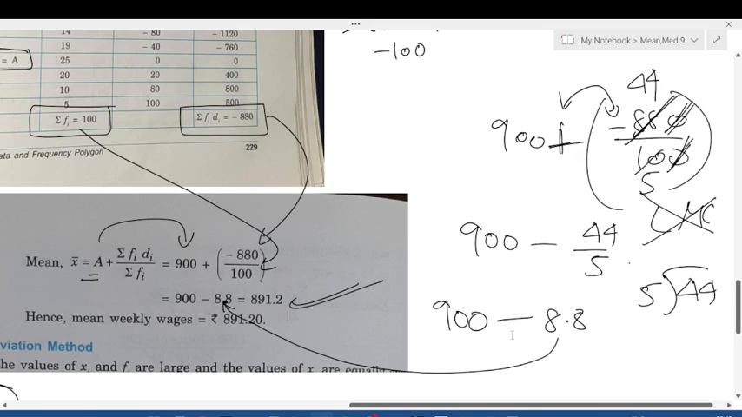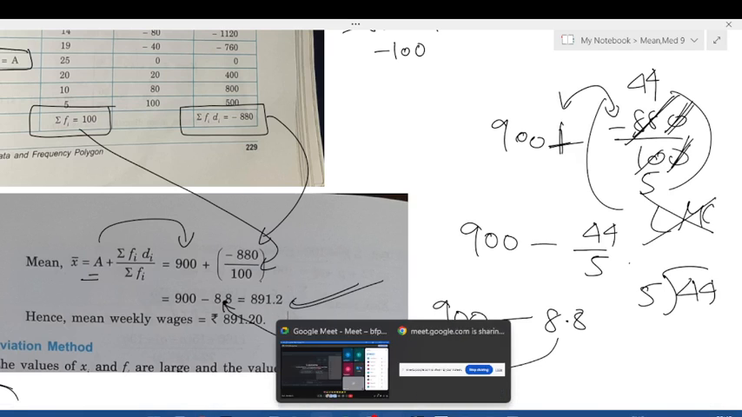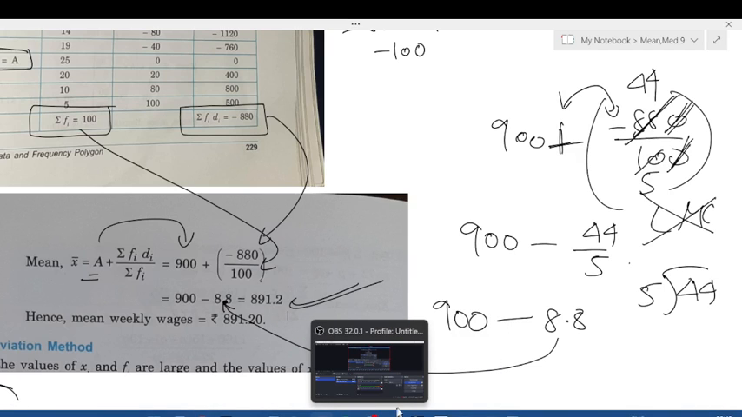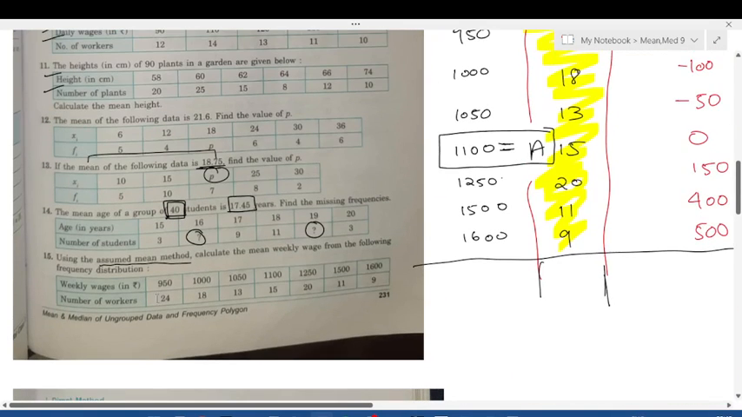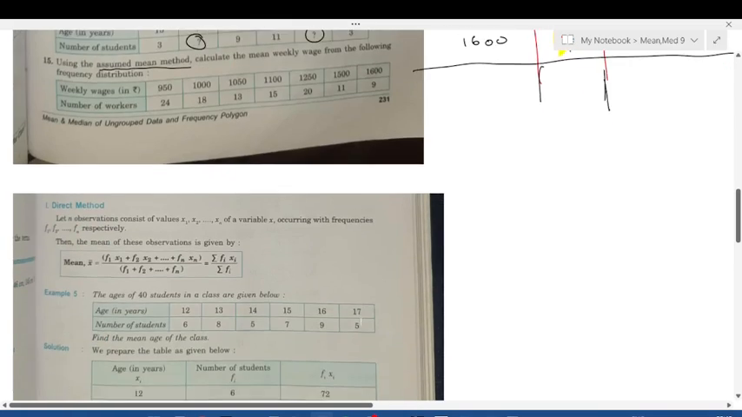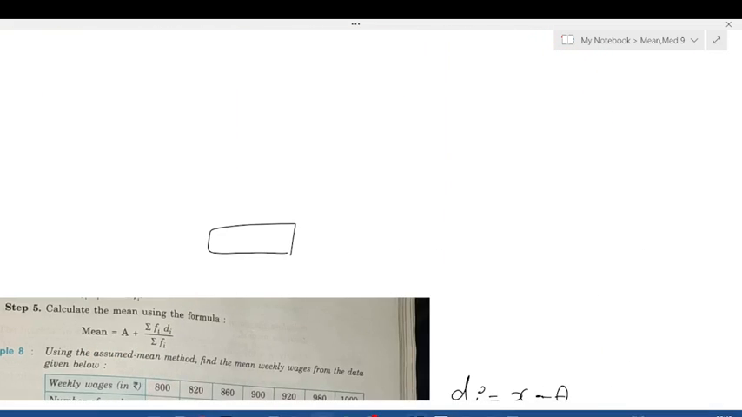Will you all complete this question and send it to me? Assumed mean method. That's it, students. Over. We have only one or two questions left, 16 and 17. We'll complete it tomorrow. That's it for today. You all can leave.